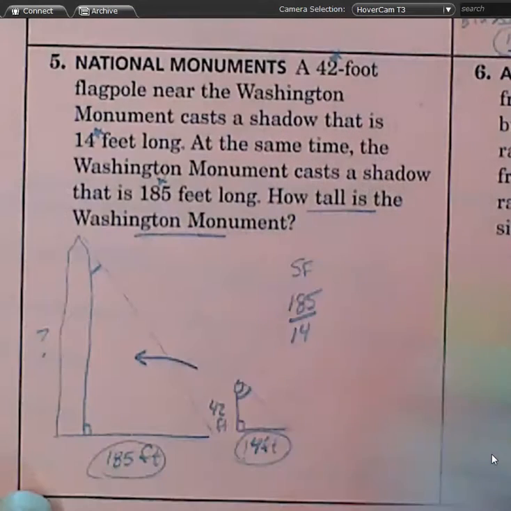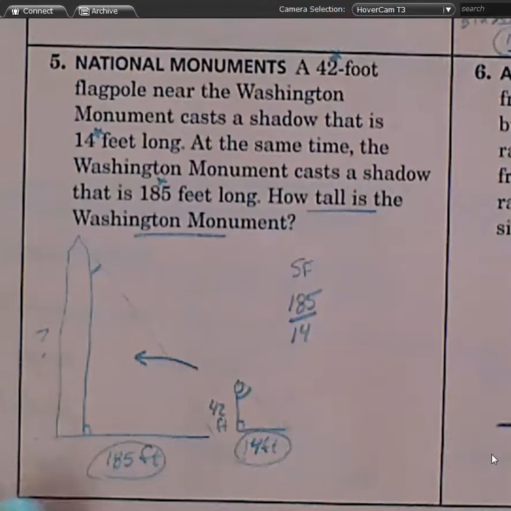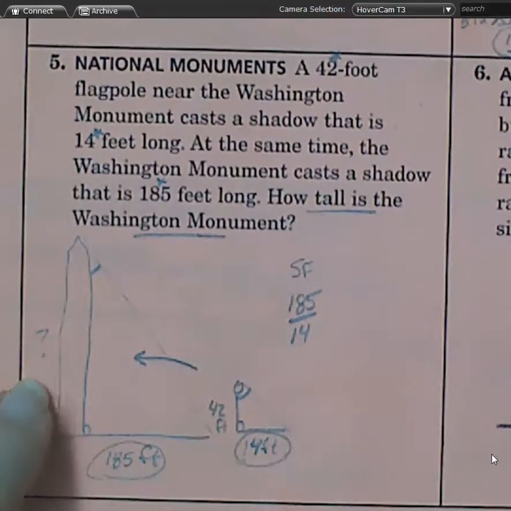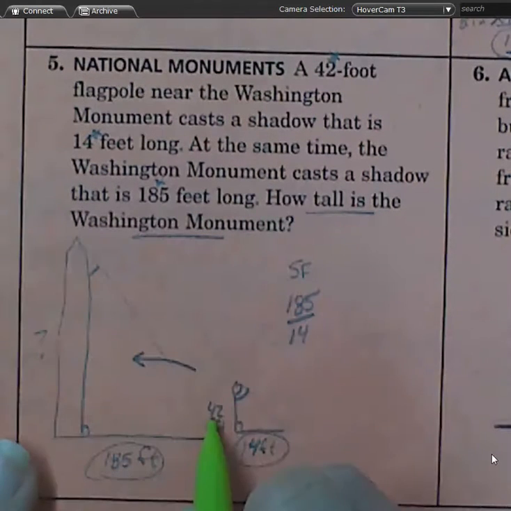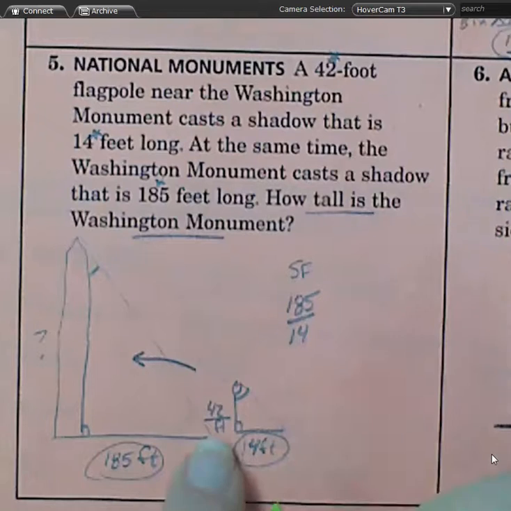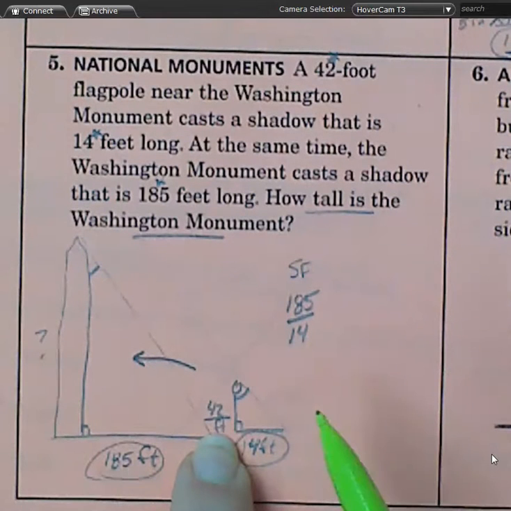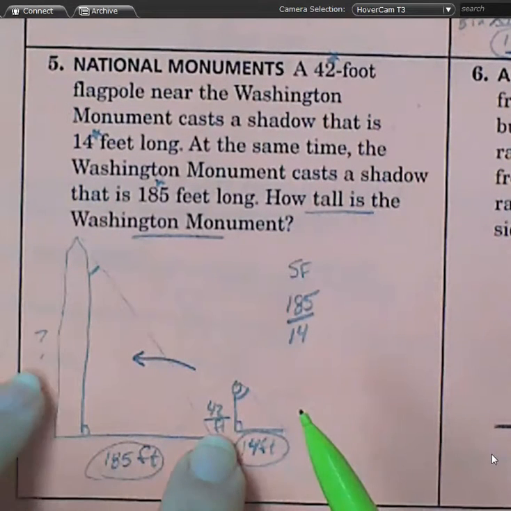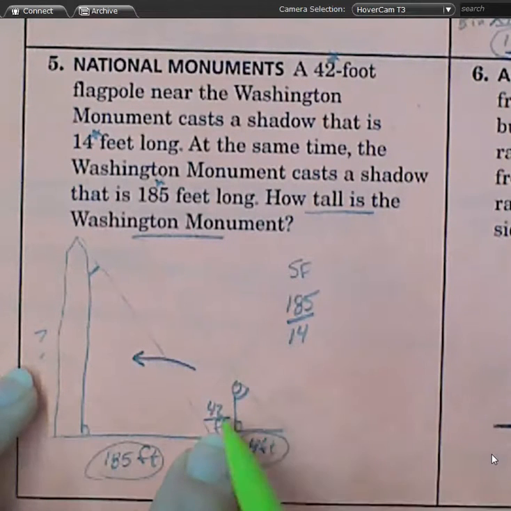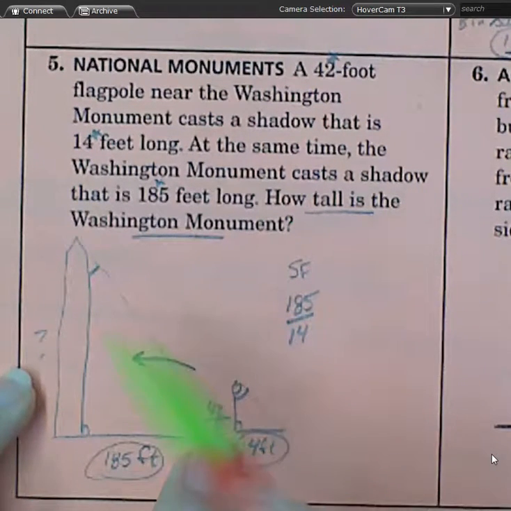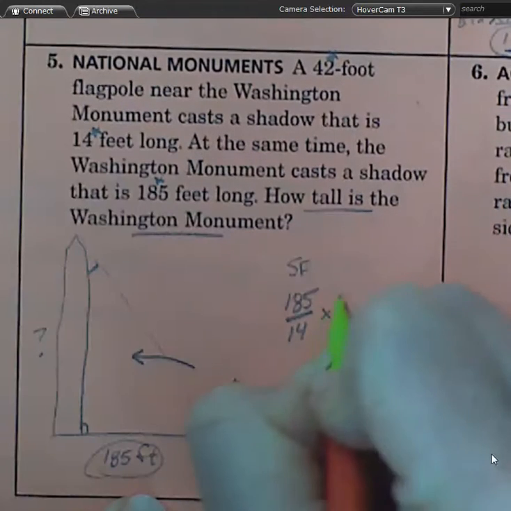Now that I have my scale factor, how do I use that to figure out my missing side length right here? How do I know how big the Washington Monument is? I'm not calling on Trey anymore. Ty, why do I multiply by 42 over 1? What's special about that? And those two sides are what? Good. This is the side that corresponds to what I don't know. It matches what I don't know. So I'm going to multiply by 42.